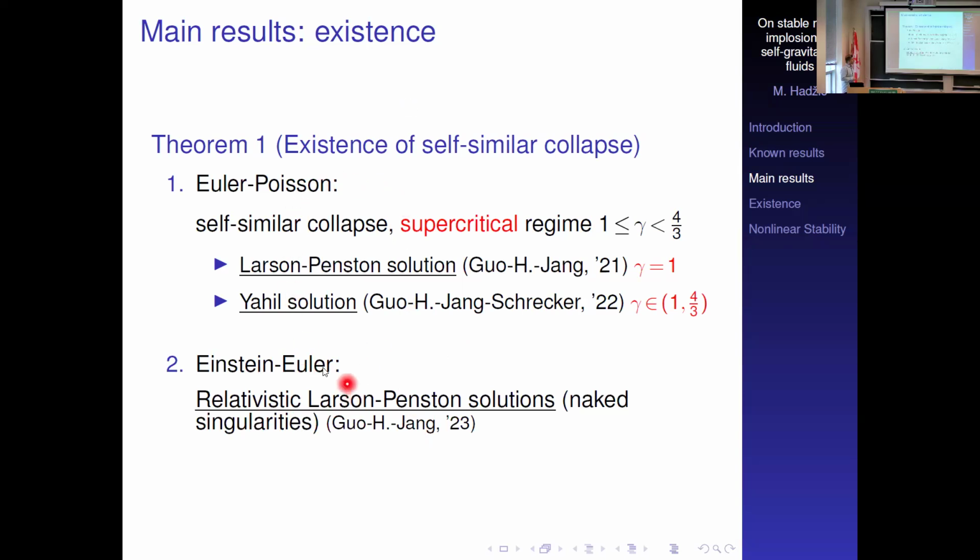I'm not sure that I'll have time to actually explain the construction of these self-similar solutions, but a lot of the ideas that go into the construction of the Larsen-Penston survive in some form in the other two works. Although this work here requires considerable additional work with respect to the Newtonian case. So that's theorem 1. It has to do with existence. Now you could ask, can I say something about the stability of these objects? And that would be theorem 2.